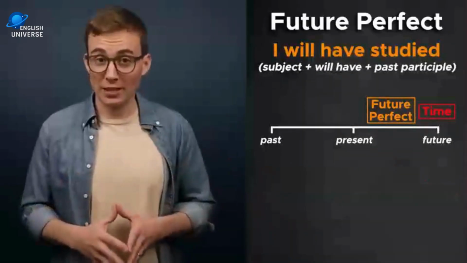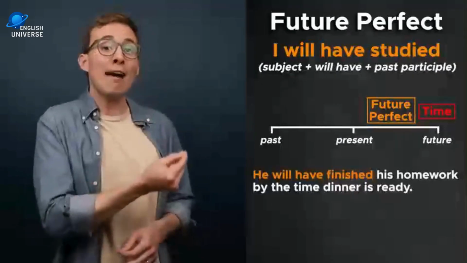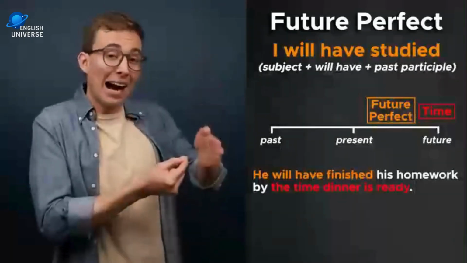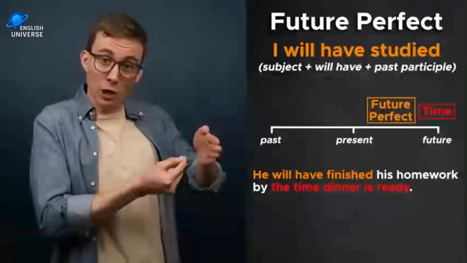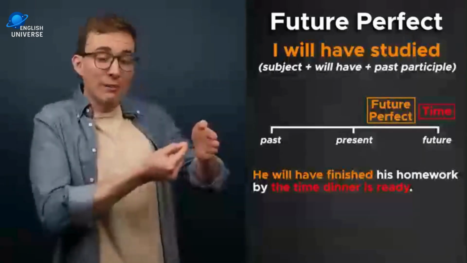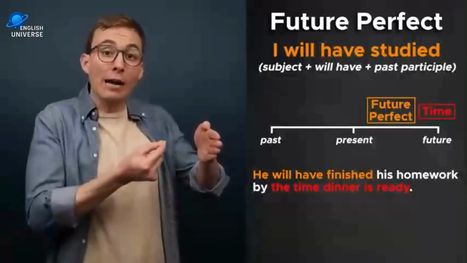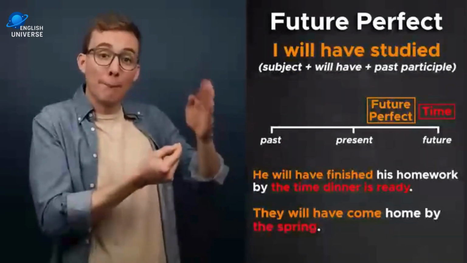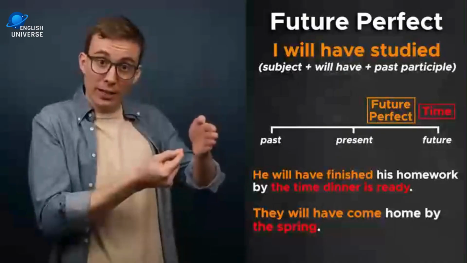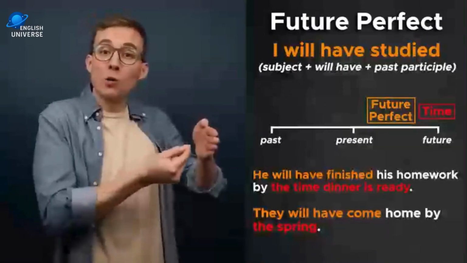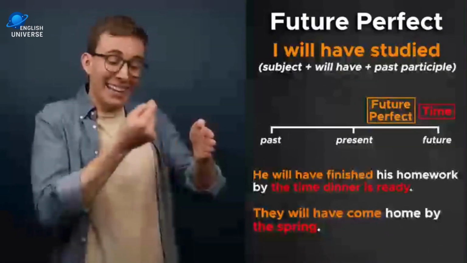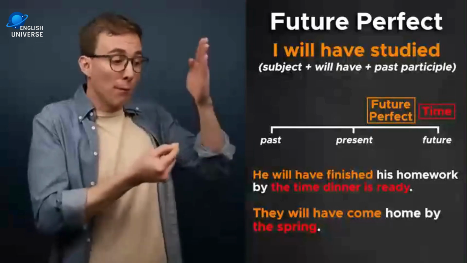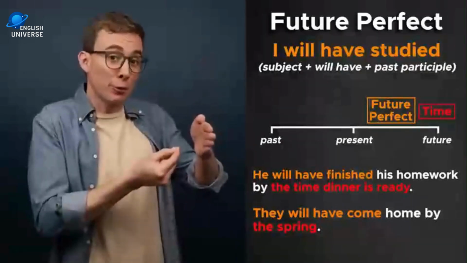Let's look at 2 more examples. He will have finished his homework by the time dinner is ready. So, dinner is ready, and he finished his homework sometime before that. They will have come home by the spring. So, spring comes, and they came home sometime before that. The action will be finished before a given time in the future.